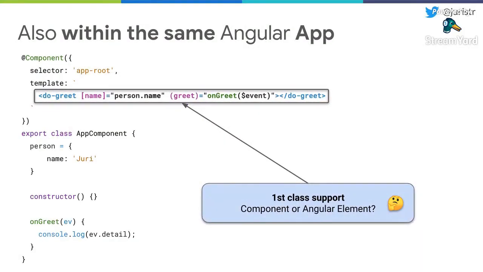But you can also actually use them within the same Angular applications. You don't have to compile them down into a JavaScript file and then distribute it, but you could just use them, right? And so, for instance, here, if you take a look at that template of the component, you see that doGreet, but you don't actually recognize whether this is now an Angular component or an Angular element, like a custom element, right? This is because Angular has really first-class support for Angular elements, for custom elements and that kind of standards. Because as you can see here, we can use the normal input binding, we can register to events, and it just works as we expect.